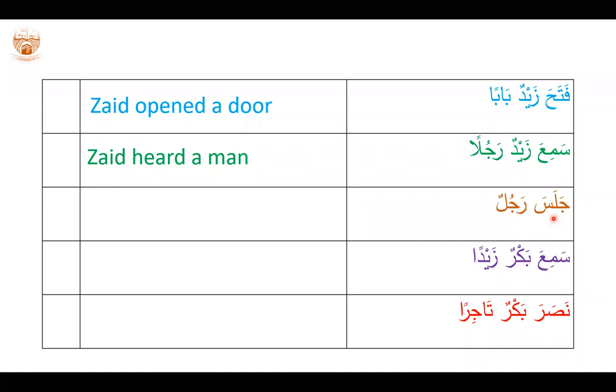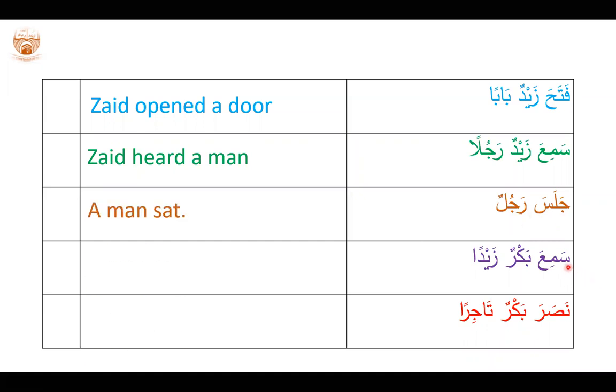Well, we cannot apply a direct object to it. We can say, a man sat the chair. He can sit on the chair, at the side of the chair, at the front of the chair, at the back of the chair, but he doesn't sit the chair. So it tells us that this verb is an intransitive verb, and it becomes complete only with a subject, rajulun. So you have jalasa rajulun, a man sat.